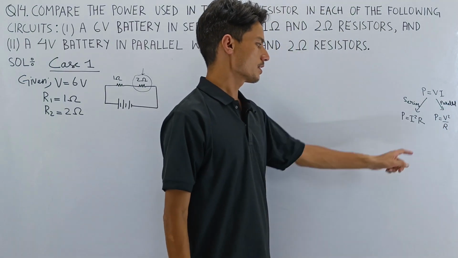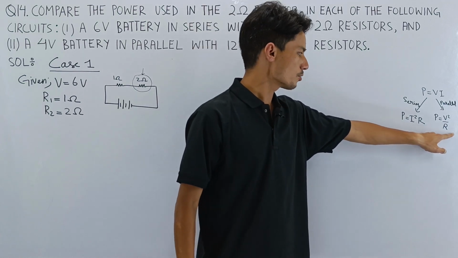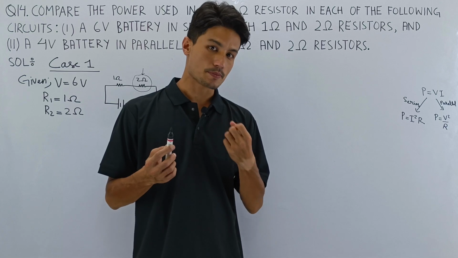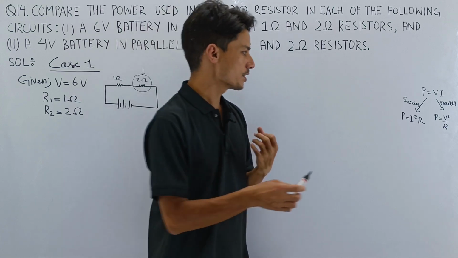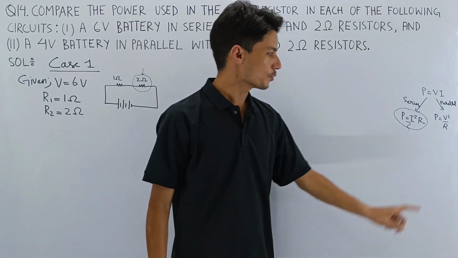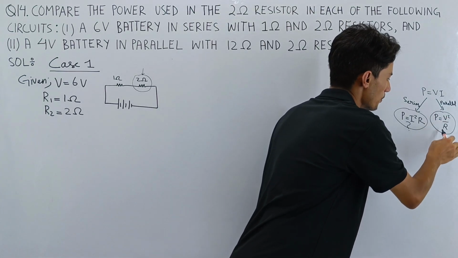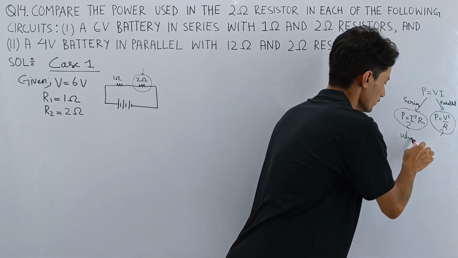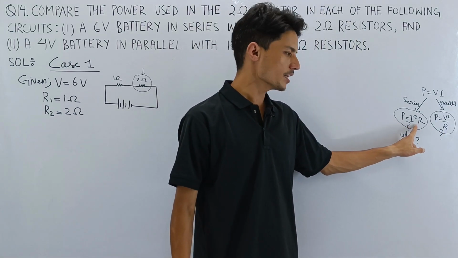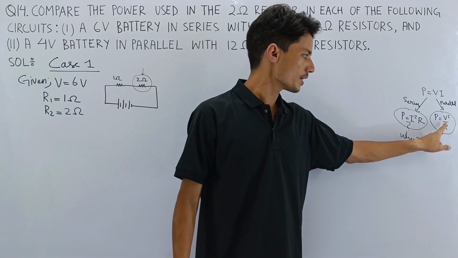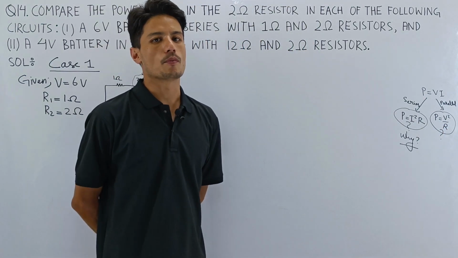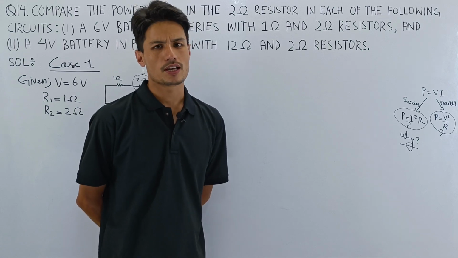By now you know that this formula is used in series and this formula is used in parallel combination. But my dear students, here's a big question which I want to ask you. Why do we use this formula in series and why do we use this formula in parallel? Can anybody tell me why? I'll give you one moment. So pause the video and think.